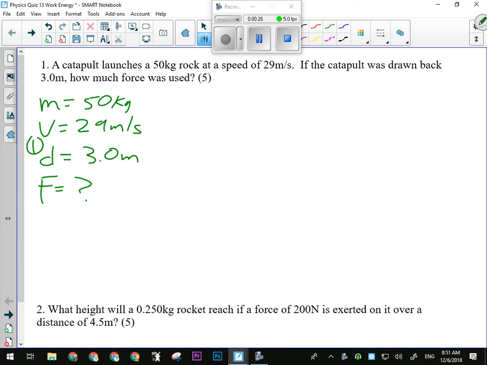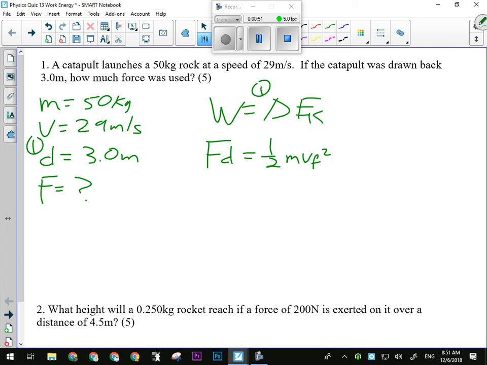What kind of energy is being changed about the rock? It's kinetic energy. When it's sitting in the catapult, it has none. When it leaves the catapult, it has a lot. So we are looking at work being a change in kinetic energy. They can have a mark for that. What that's going to mean for us is that force times distance equals 1/2 mvf squared minus 1/2 mvi squared, but what's vi? 0, so we don't even need to write it.